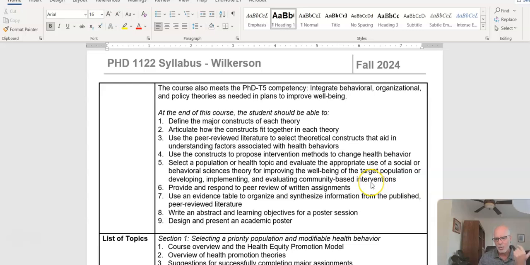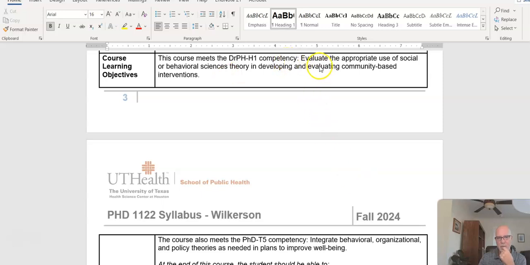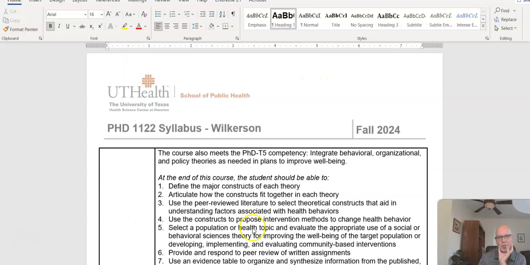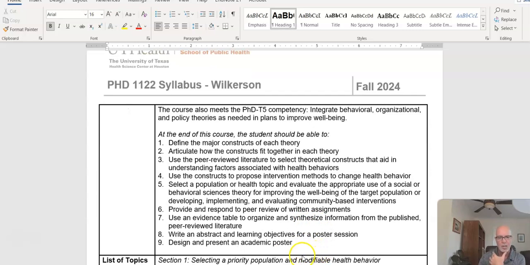But notice this. This is what tripped some of you up before. In particular here, DrPH 1: evaluate the use of social and behavioral science theory in developing and evaluating community-based interventions. So notice here we've got to define a construct of a theory, articulate it, use the literature to select the theoretical constructs that aid in understanding factors, use those constructs to propose an intervention, select a population's behavioral health topic and the appropriate use of the intervention, the appropriate use of social or behavioral science theory for basically developing an intervention and evaluating it in a community setting. And then there's other things, right? Evidence table, peer review, things that I think are important.